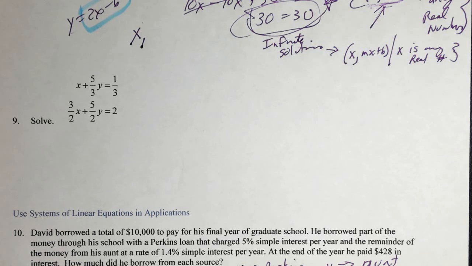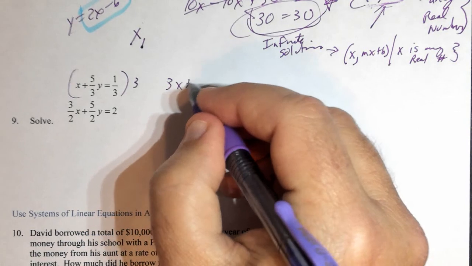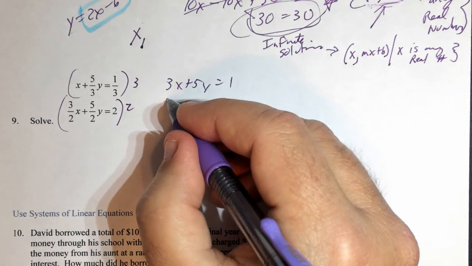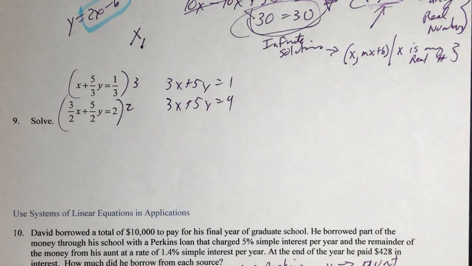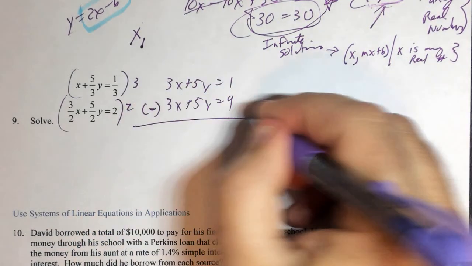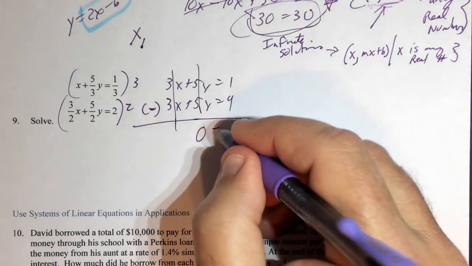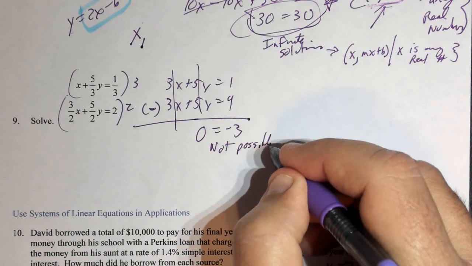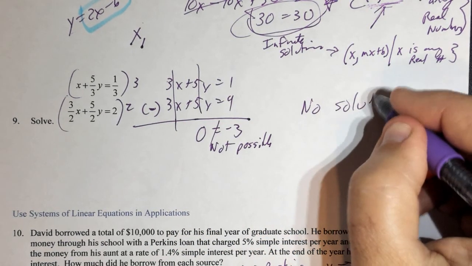Ooh, fractions, yeah, fractions. Let's get rid of fractions first and foremost. Let's multiply by common denominator. 3x plus 5y is equal to 1. Multiply this by 2. 3x plus 5y is equal to 4. Okay. Now, if I did this as an elimination, notice what happened. I just have to subtract these. That's what I would do, subtract them. Those cancel, I get 0 is equal to negative 3, which is not possible. Okay? Which means this is no solution.